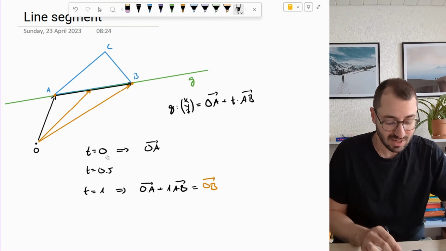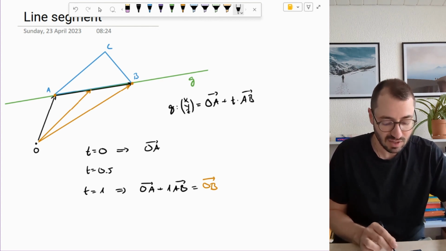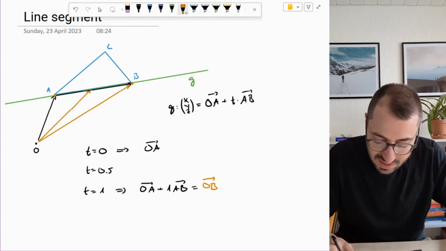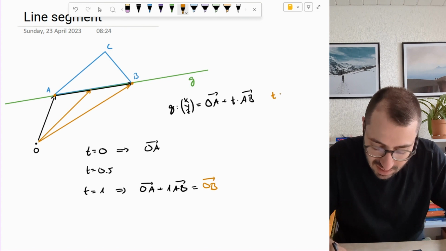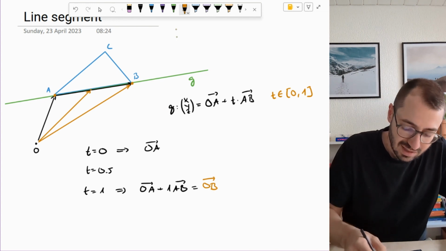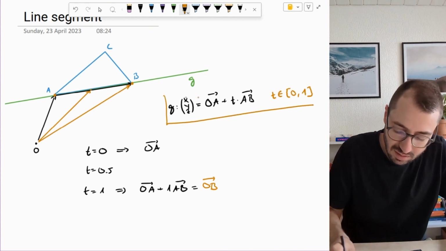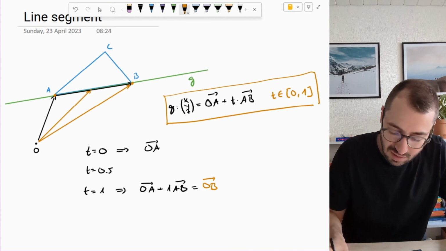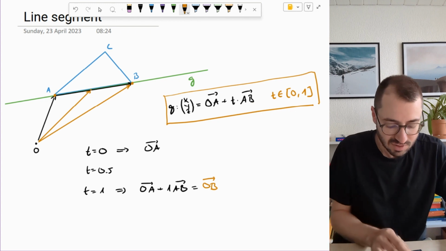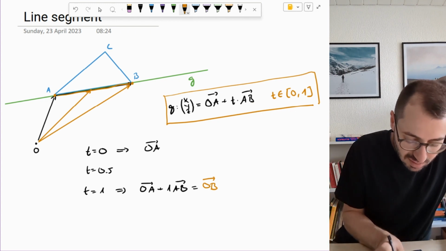But if we restrict t and we say it's just between 0 and 1, then we get all these points between A and B. So the solution is we need to restrict t to be an element of the interval [0, 1], and this then describes our line segment. It doesn't describe the whole line anymore, but with this description it really describes this line segment here.